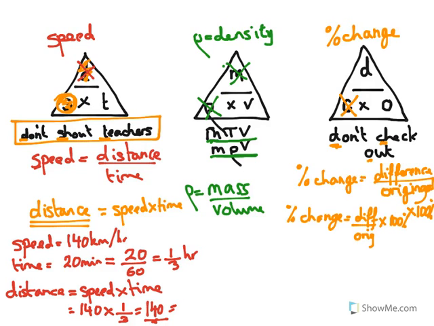3's go into 14, 4 times, and 2 left over. 3's go into 20, 6 times, and it will be 2 left over. So we're going to get 46.66666 recurring kilometres, which would be sensible to approximate to 47 kilometres. So the distance we travelled in 20 minutes at a speed of 140 kilometres per hour would be 47 kilometres.